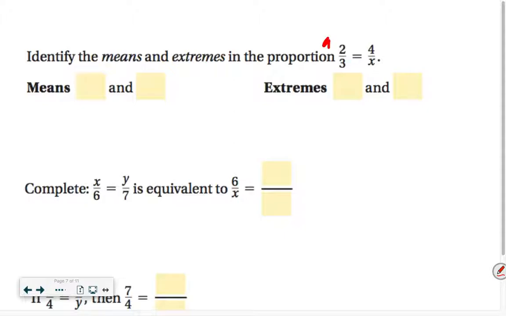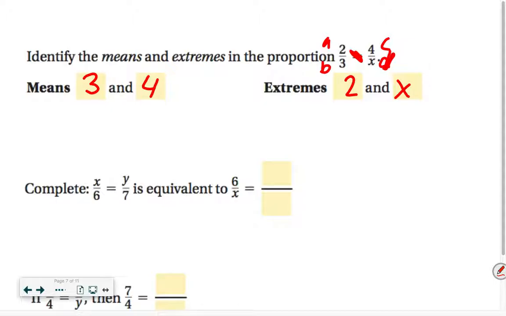When we set up our standard, we always go A, B, C, D. It's always A, B in one fraction, C, D in the other. Our extremes are A and D, so 2 and X. The other ones are our means, 3 and 4. Like I said, we don't really use that a whole lot. It's just some vocab thrown in there.